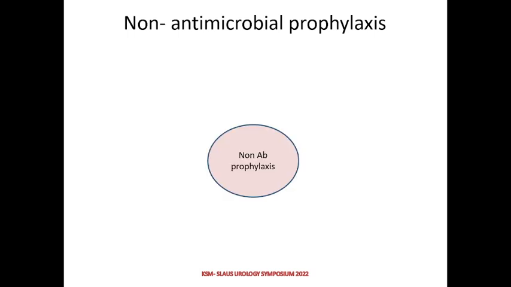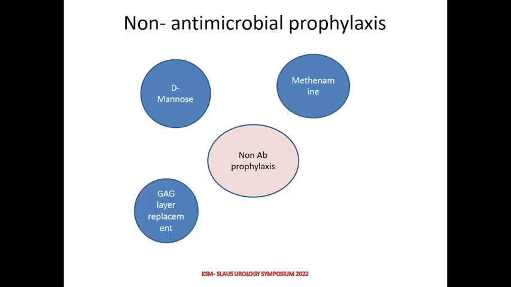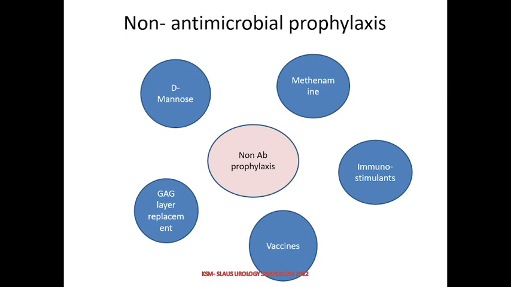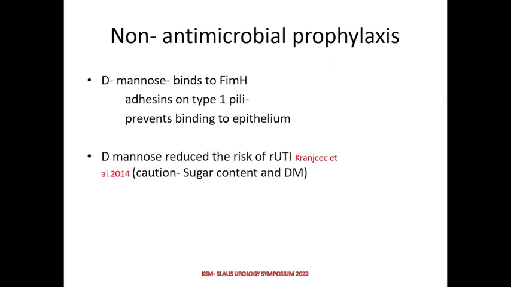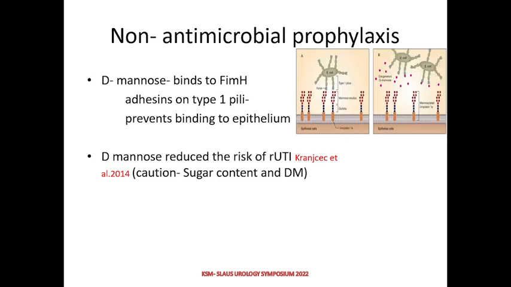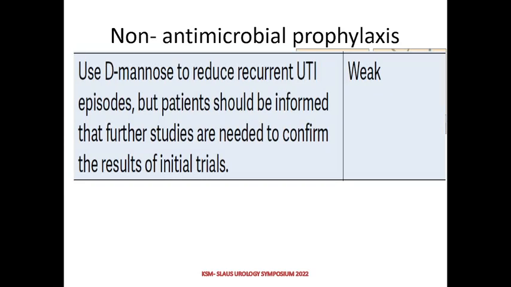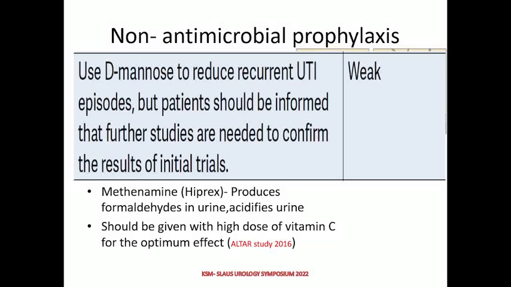Other options for non-antibacterial, non-antibiotic prophylaxis: D-mannose, methenamine, glycosaminoglycan layer protection, vaccines, and immunostimulants. We'll go one by one. D-mannose, it binds to FimH, the type 1 pili, and prevents binding to epithelium. It reduces the risk of urinary tract infection. And there is a weak recommendation in EAU guidelines to use D-mannose.